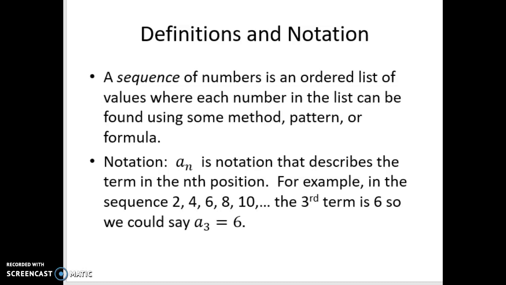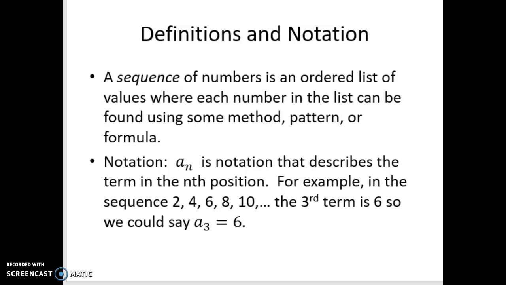In general, a sequence of numbers is an ordered list of values where each number in the list can be found using some sort of method, pattern, or formula. We should pay attention to the notation for a sequence. The notation is usually a lowercase letter a, but it can be any letter with a subscript, in this case a sub n. That's notation that describes the term in the nth position. So the subscript tells you what position term you're looking at.